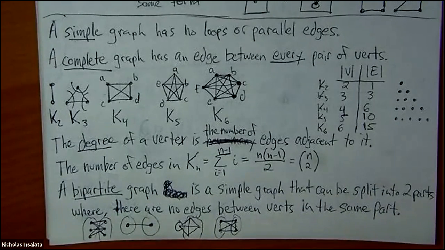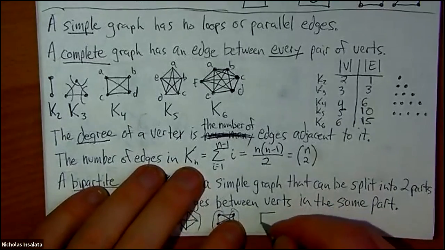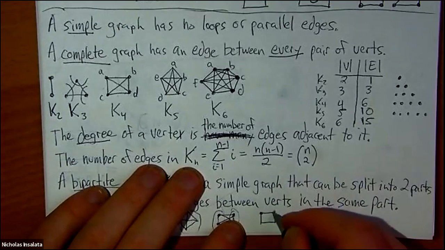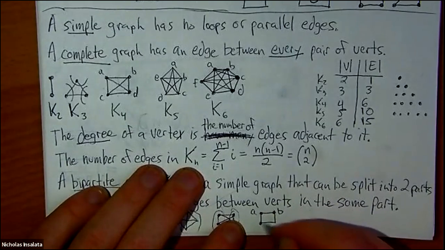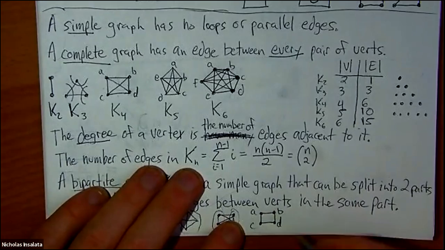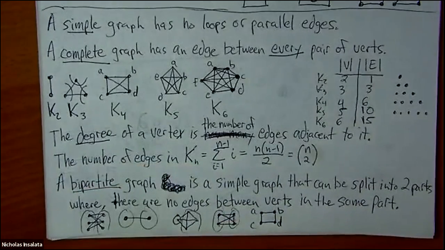Well, let me ask you another question. What if I just had the square graph like this, right? So let's call this A, B, C, and D. Is the square graph bipartite? What I'm asking is, can you draw an isomorphism of the square graph in such a way that the vertices on the left don't connect to each other and the vertices on the right don't? And there's your two parts.